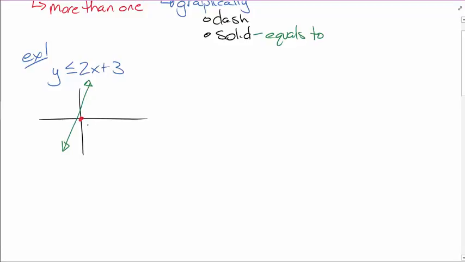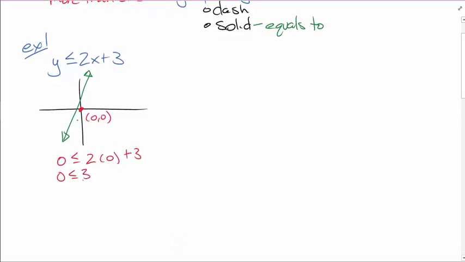I would far prefer testing a solution. I would test a solution like 0, 0. When I plug in 0 for y and I plug in 0 for x, do I get a true statement? 0 is less than or equal to 3, and as a result, that 0, 0 will be part of my solution, and I should shade in that region. I can test any point as long as the point is not on the given line. If I get a true statement, I should shade with. If I get a false statement, I should shade on the opposite side of that point.